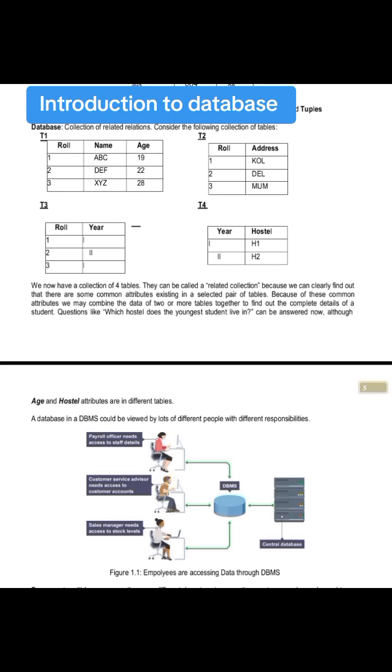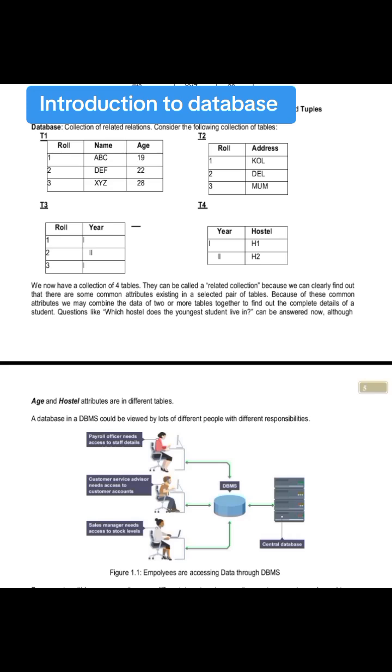Now, what are the staff details? You can have the name, the address, the years of working. The customer service advisor will also need to access customer accounts, which means that on his own front end he is going to see the customer name, the account number, and some other information. At the same time, the sales manager needs to access the stock levels. Here also he is going to have some information, and all of this information is found in the database.